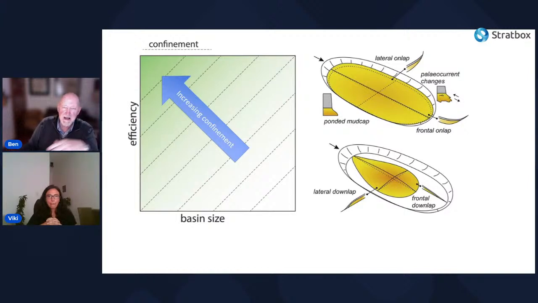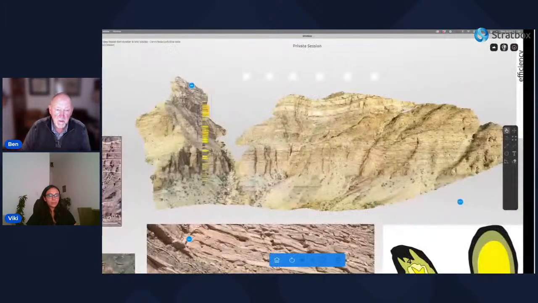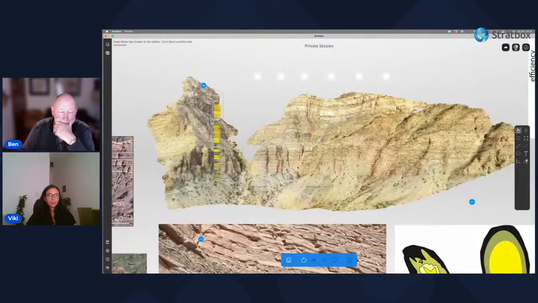And it's possible to have very large basins with confined turbidites in them if the flows are efficient, very large, or have a lot of mud in, or both. And similarly, it's possible to have very small basins, but with unconfined turbidites within them if those flows are very inefficient, either very small or very sandy. So let's go back to the strat box here.